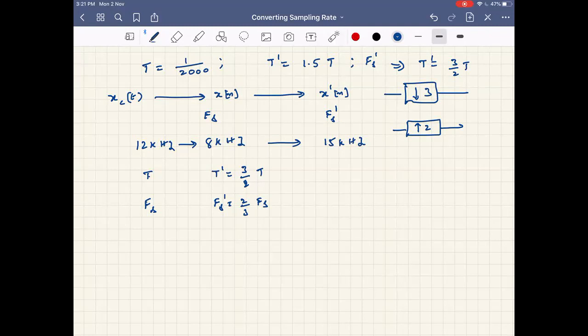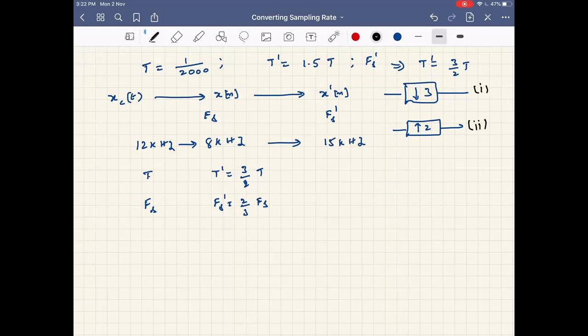However, the question now is, among these two, which is the first operation I should perform, and which is the second operation? What is the sequence of the operations I should perform? These two are required to change the sampling rate or the sampling period. However, should I perform upsampling first and then downsampling, or the reverse?